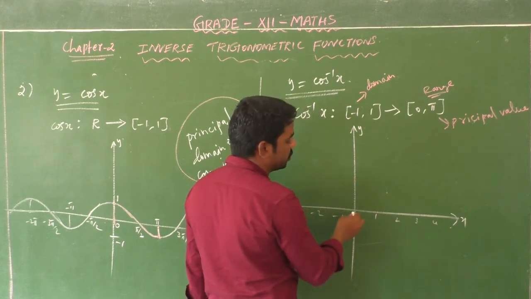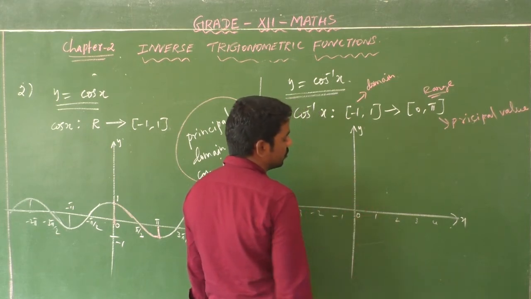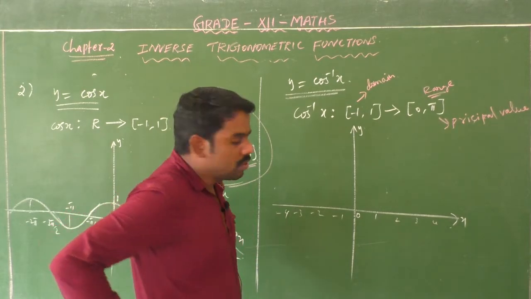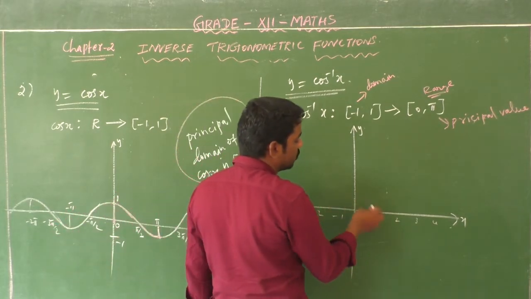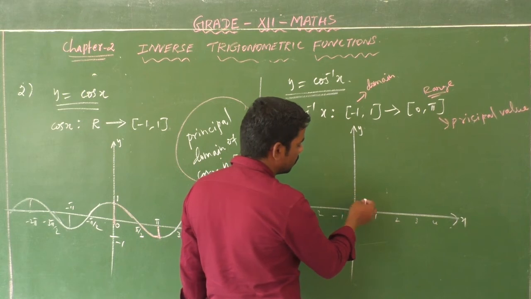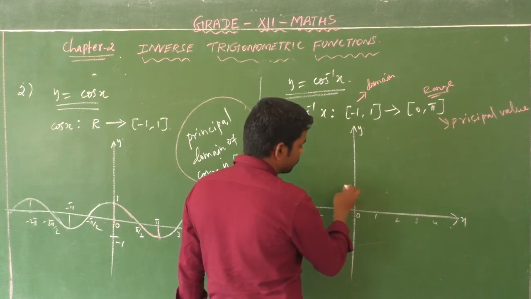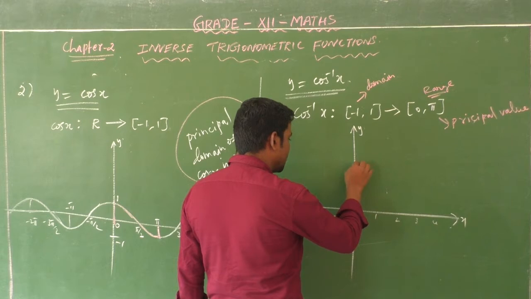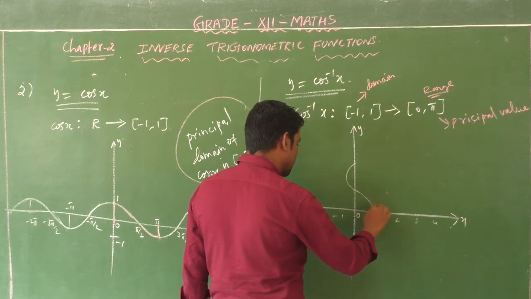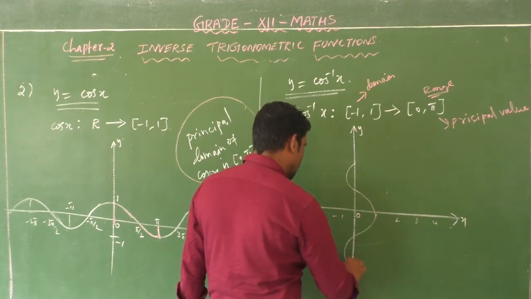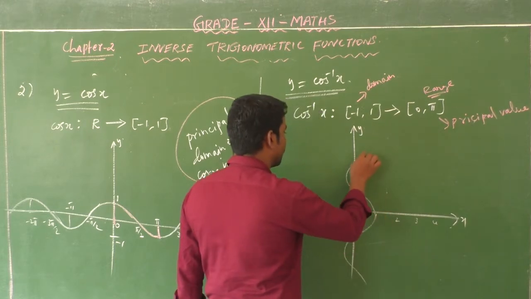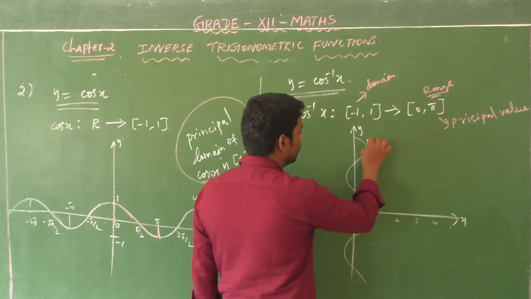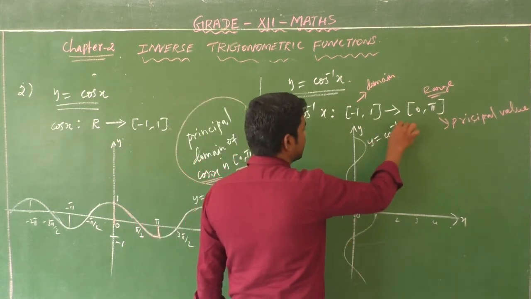Here, the cosine of 0 value is 1. So, cos pi by 2 value is 0. This is pi by 2. So, this is the cos inverse x graph. Y equal to cos inverse x.